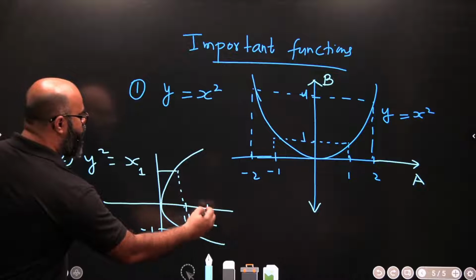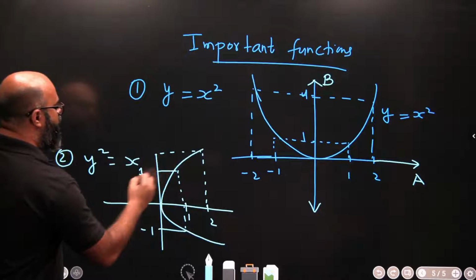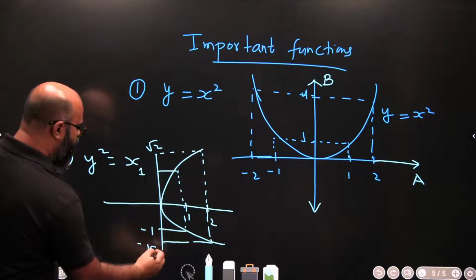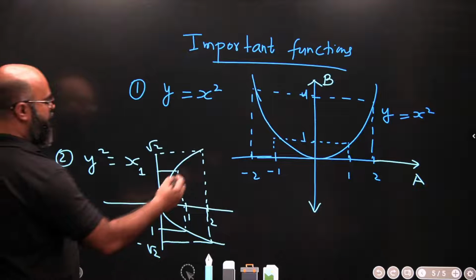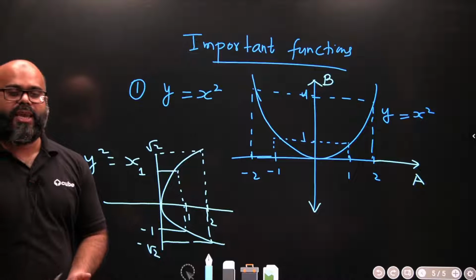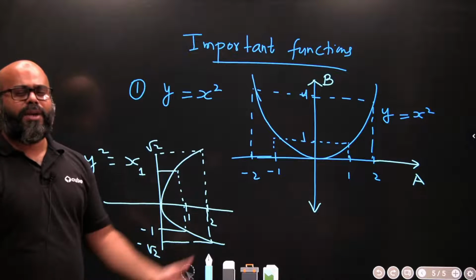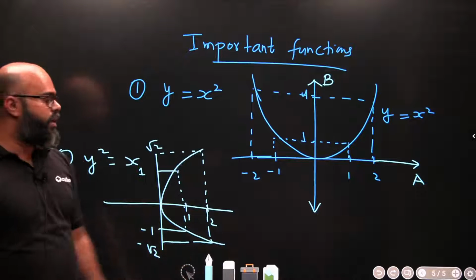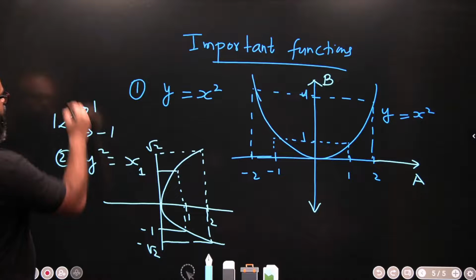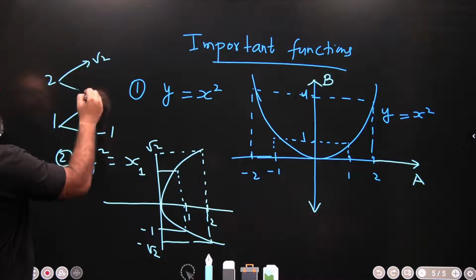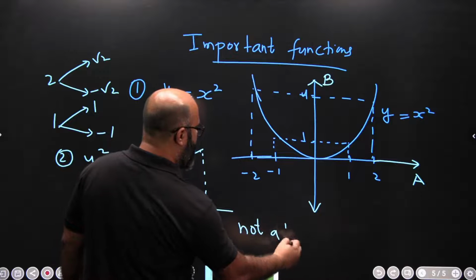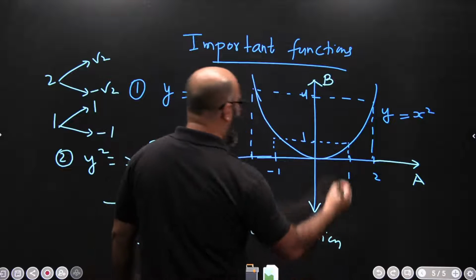If you take x is equal to 2, you will get y as root 2 or minus root 2. So as you see clearly, this is a right opening parabola, and for many elements in set A you have multiple images in set B, because for 1 you are getting 2 images, 1 and minus 1. For 2 you are getting 2 images, root 2 and minus root 2. So this is not a function, and the one above is a function.